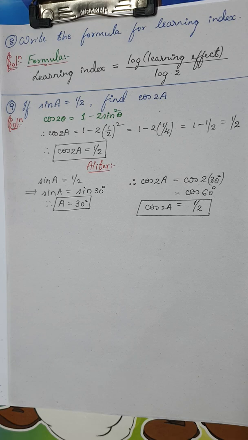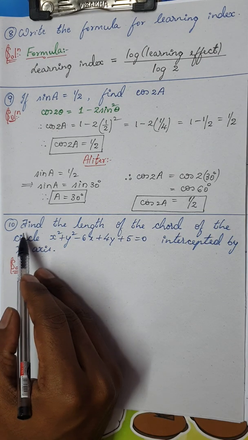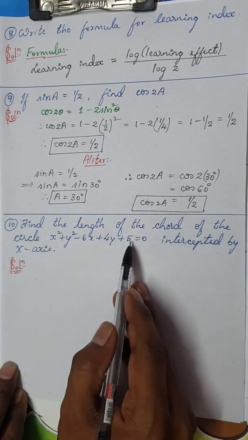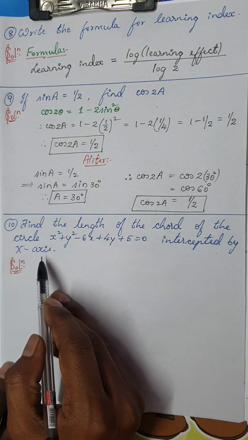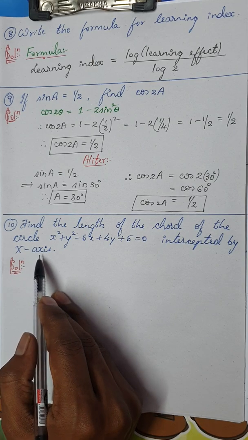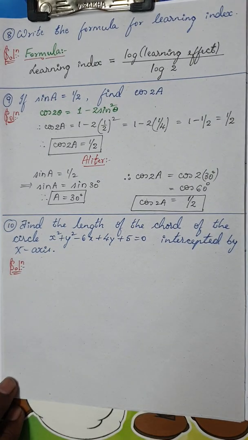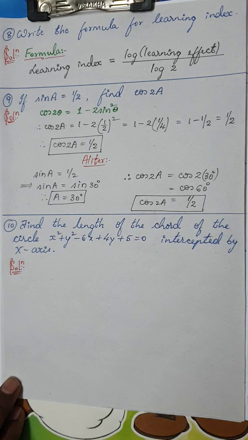Let's go to the one last question for the session. So question number 10 reads like this. Find the length of the chord of the circle, whose general equation is given, intercepted by the x-axis. You have to find the length of the chord of this circle which is intercepted by the x-axis. Again here, if you know the formula, you can easily solve this. This is quite a challenging question, but you can definitely solve this. So hope you know the formula.